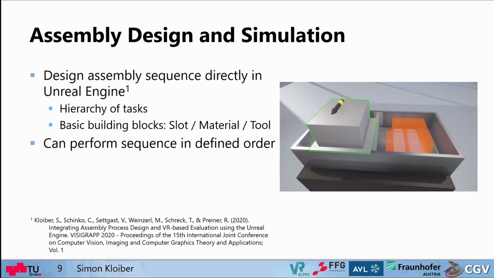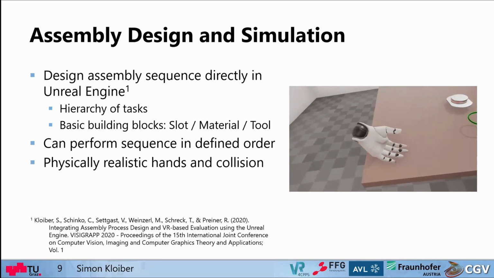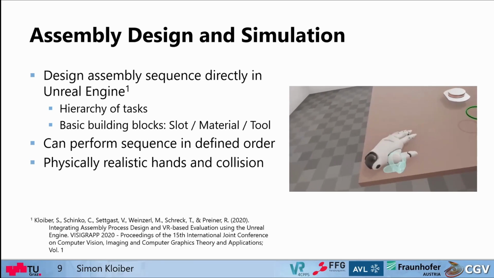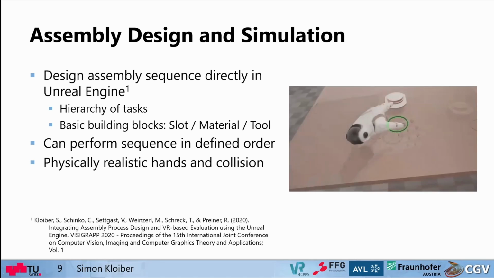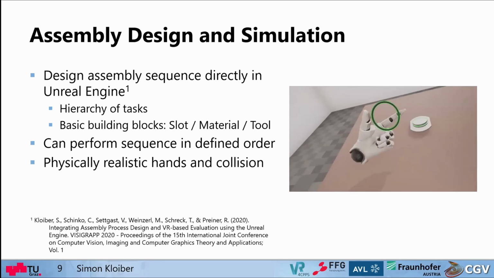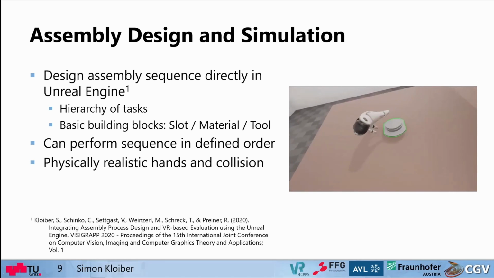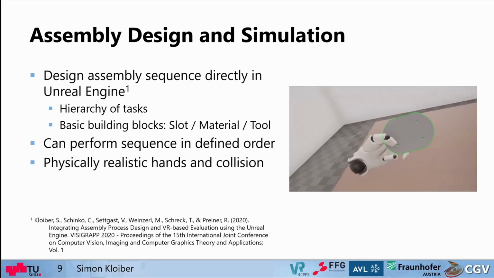Users can perform the defined sequence in the defined order, and we have added some physically realistic hands and collisions so that users can see whether tight fits are possible and have a realistic way of checking the accessibility. You can see here how the highlighting changes as soon as you grab something, and we try to have halfway realistic grabbing. It's not perfect yet, but we're getting there maybe. This also means that we don't have to rely on physical prototypes as much, because users can just try whether a screwdriver can fit into the assembly when you're performing it.